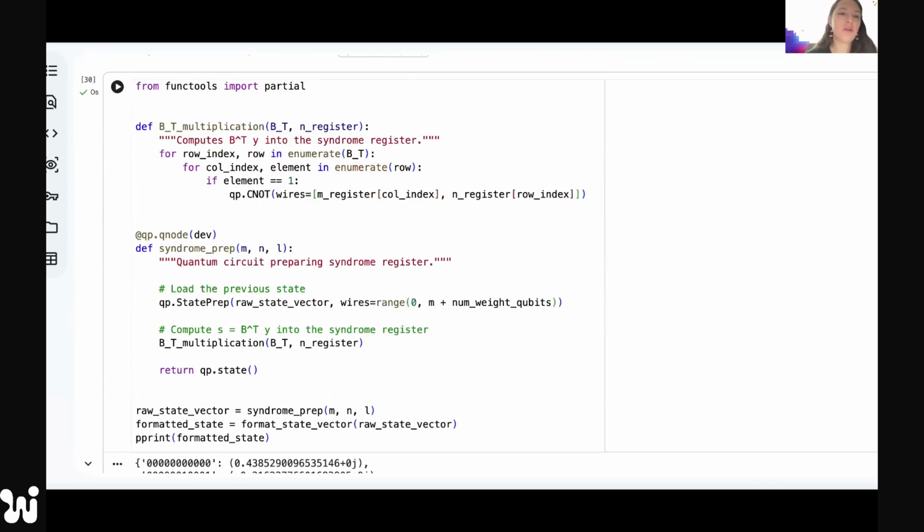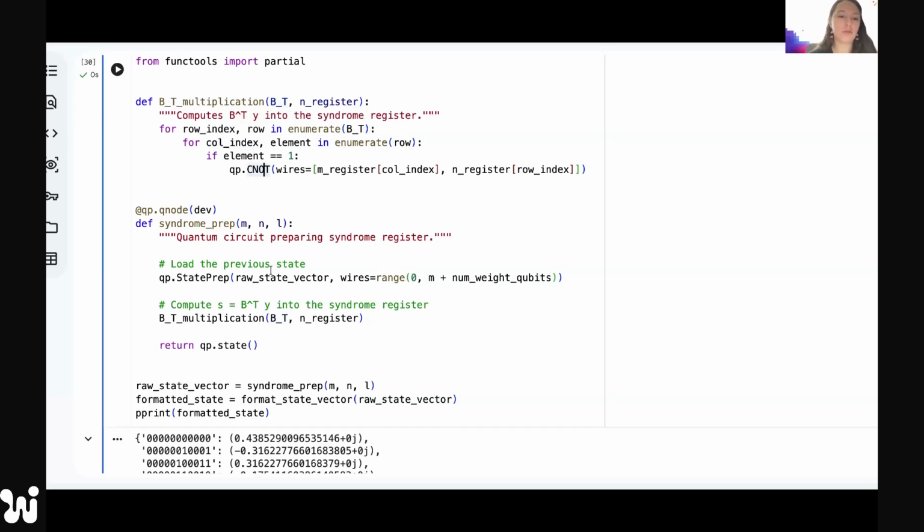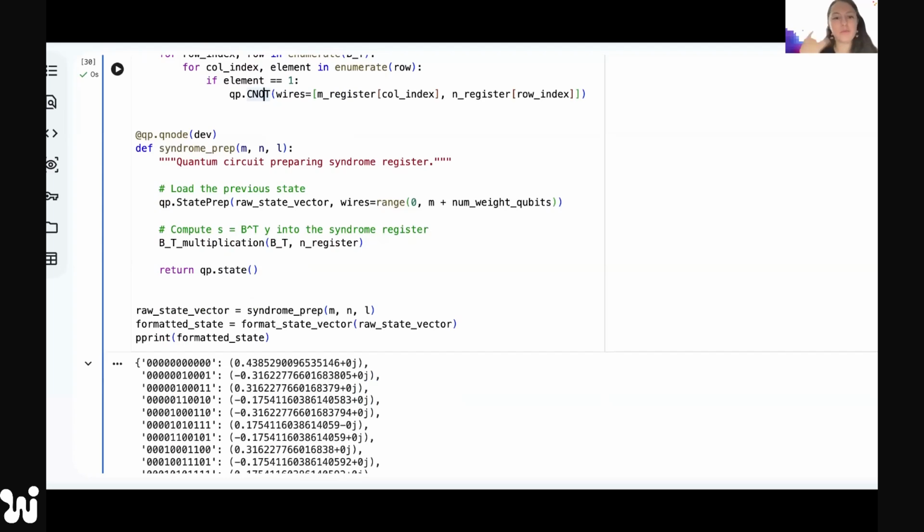And finally, now I can encode the actual core of the problem. I can encode my matrix, and my matrix is just going to be encoded as a set of CNOTs that depend on the values in my B transpose. So depending on the value that I had in my matrix, I will add a CNOT or not. These CNOTs do this conditional operation that helps me, again, modify these probabilities. The syndrome just helps me basically do that.